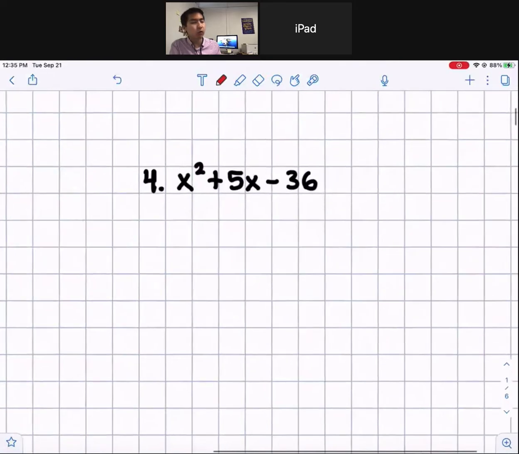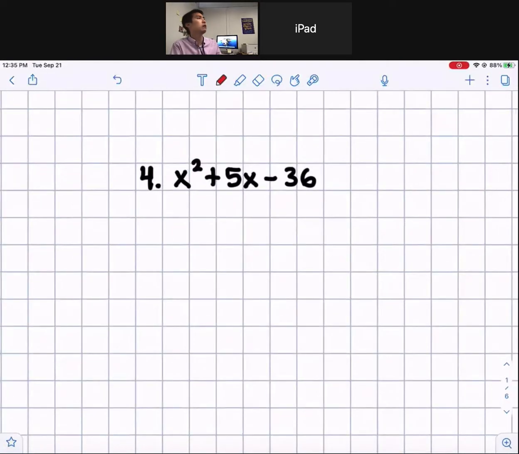Number 4. It's a trinomial, 3 terms. Look at our a value. A is equal to 1. This coefficient in the front is 1. So you could do the x method.